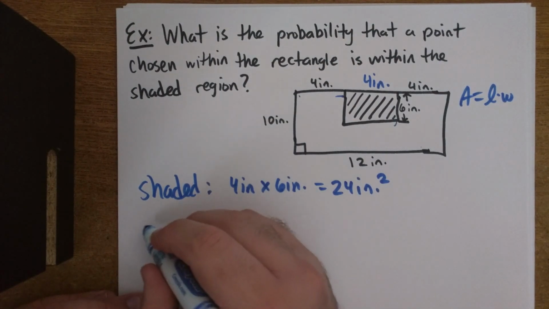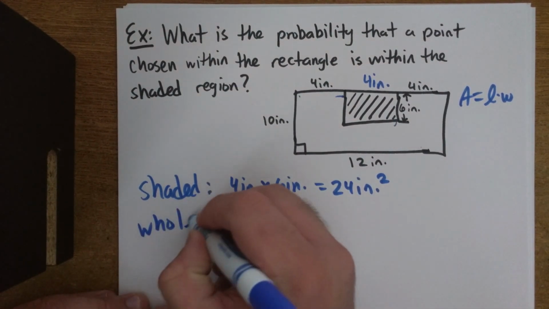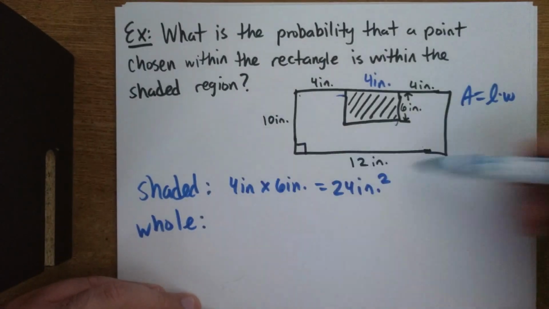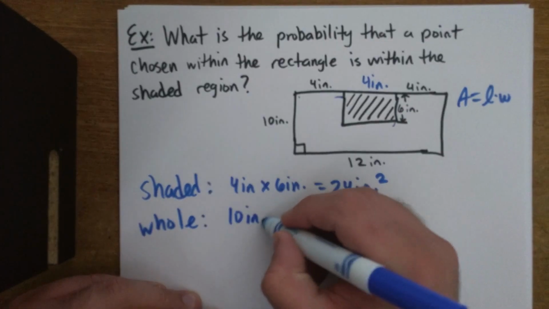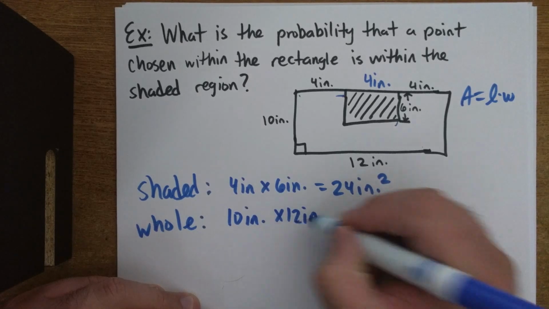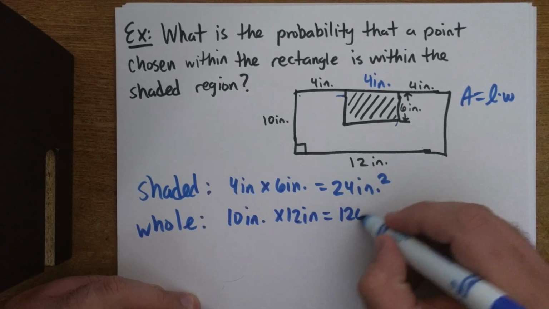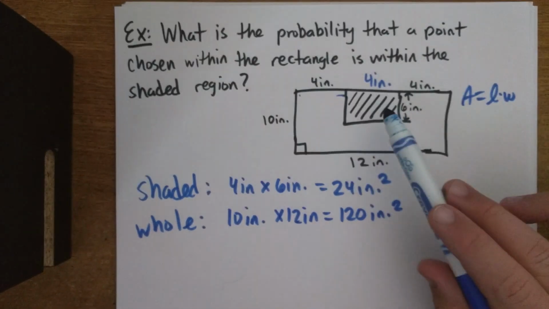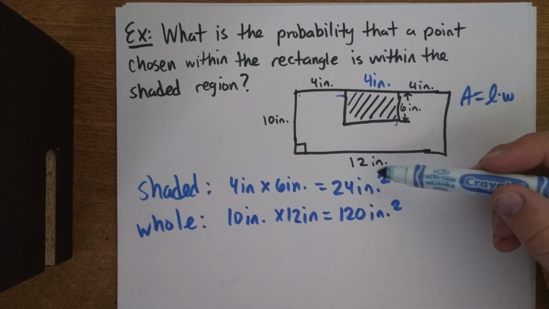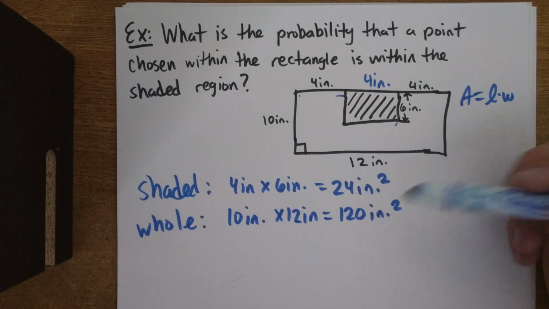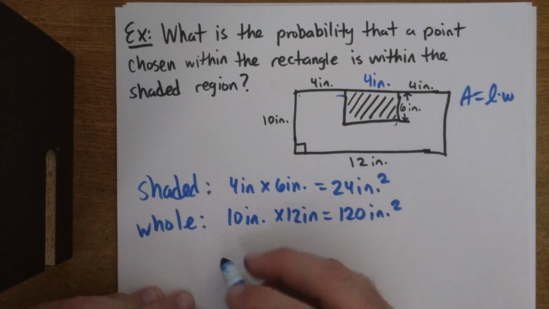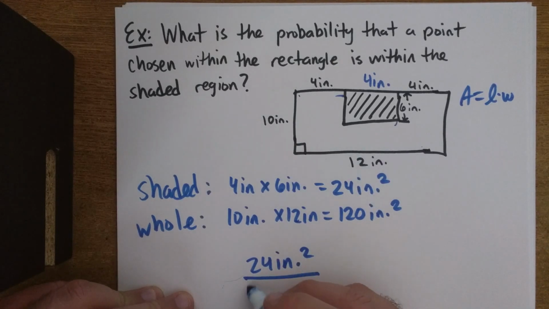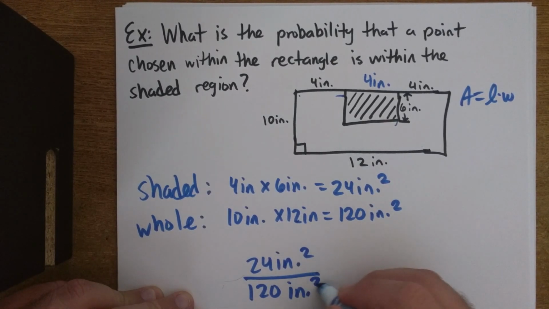Now, what about the whole rectangle? What's the area of that? Well, it's a 10 by 12 rectangle. So 10 inches by 12 inches, which is 120 inches squared. So to find the probability that you would land within the shaded region, you just put what you're looking for over the total. That's how probability works. So the probability is 24 inches squared divided by 120 inches squared.